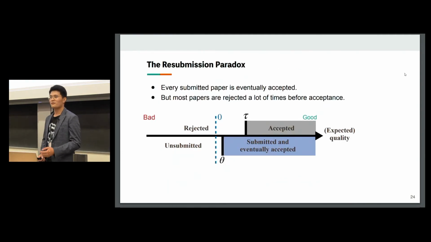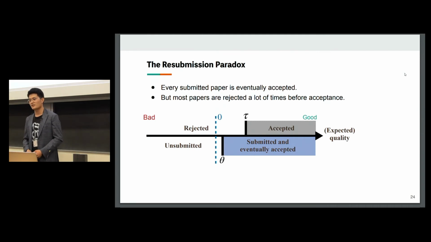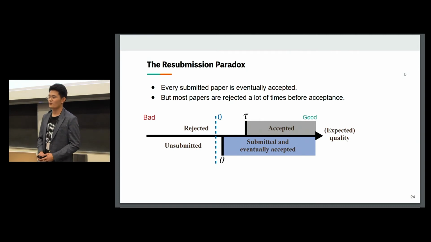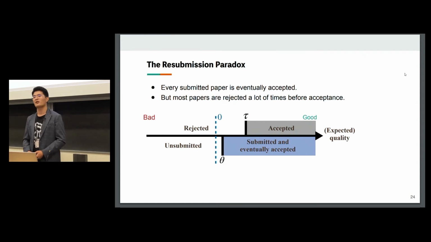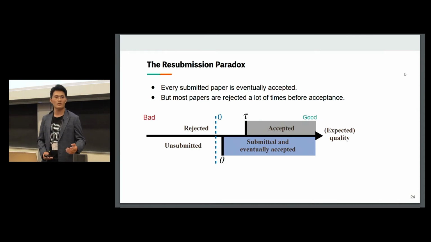So this leads to a very fascinating phenomenon. We call this the Resubmission Paradox. Every submitted paper is eventually accepted. But most of these papers are rejected many times before acceptance. Let's say EC has an acceptance rate of 25% maybe. So the majority of the papers are rejected every round, right?